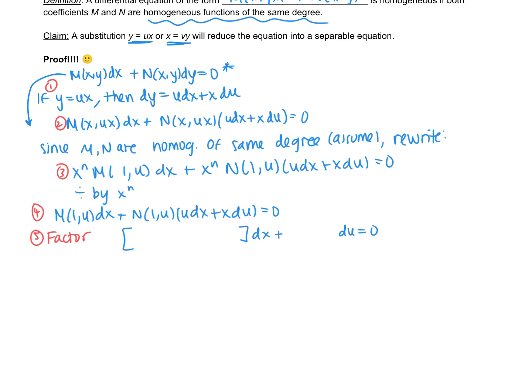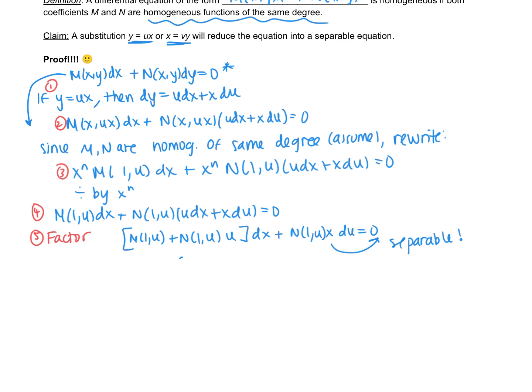If I take out all of the dx terms, I have M of 1, u add N of 1, u times u, and then I'm going to have N of 1, u times x du is equal to 0. This is now separable. So we're going to move around some of our displaced terms. Okay, so I'm going to move my du to the right side, so I have all my x's on the left, all my u's on the right.